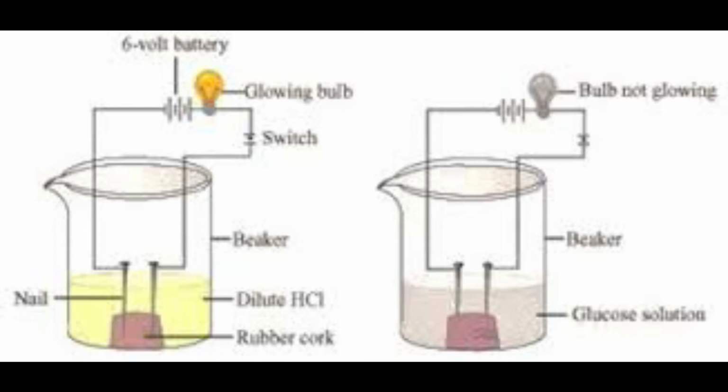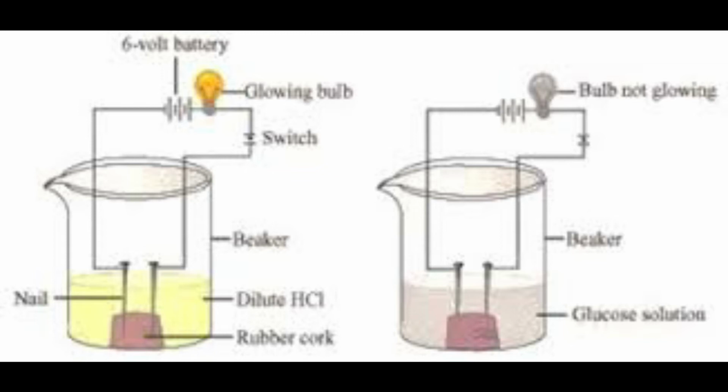Fix 2 iron nails on a rubber cork and place the cork in a beaker as shown on the screen. Connect the nails to the 2 terminals of a 6 volt battery and switch on the current. Pour some dilute hydrochloric acid solution in the beaker. I already told you, children, what is meant by dilute hydrochloric acid, which is diluted with water. Now switch on the current, and the bulb starts glowing. This shows that the hydrochloric acid solution taken in the beaker conducts electricity.